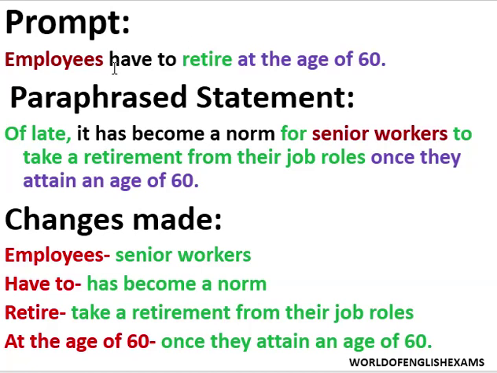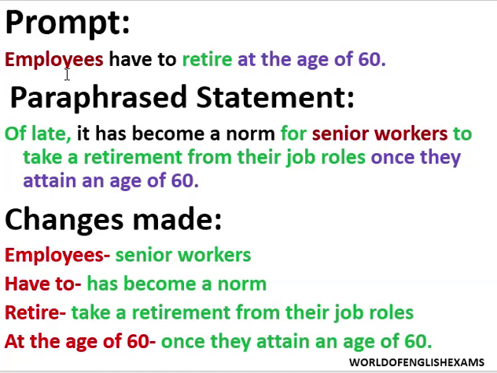So "have to" is being paraphrased as "it has become a norm." For whom? For senior workers. How do you know that they are seniors? Because they have attained an age of 60. And "employees," for which the paraphrase is "workers."